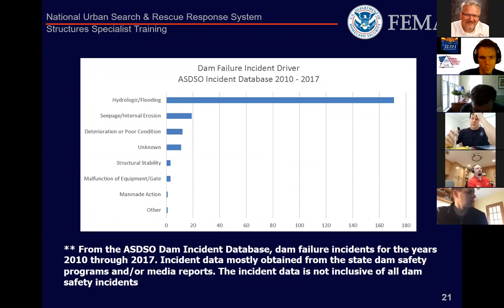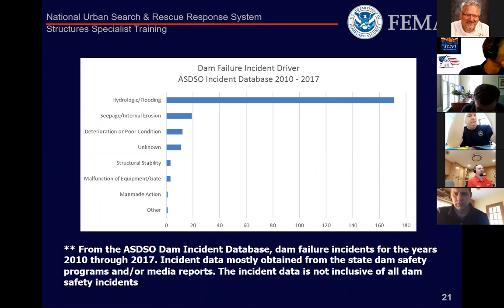So when we look at those dams that have failed and we want to categorize what caused them to fail, when we look at this chart, we can see that the highest one is flooding by far. Seepage and internal erosion is next at just under 20, and then the rest of them get fewer and fewer as we move down.